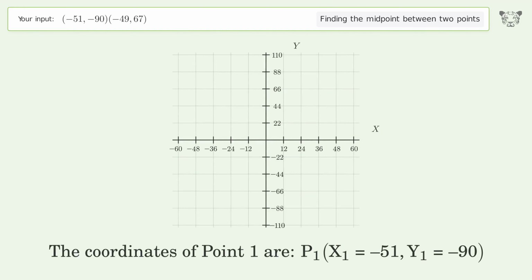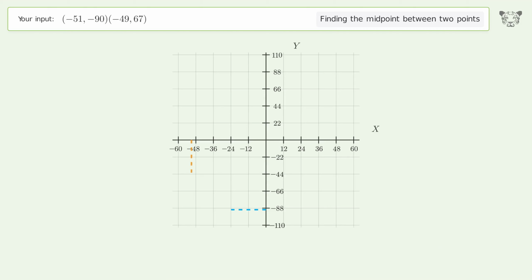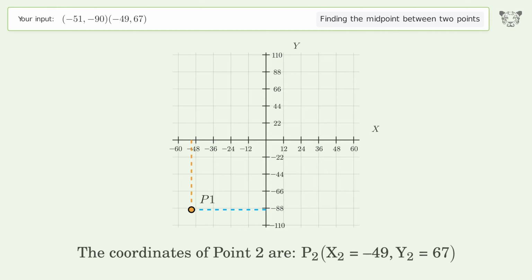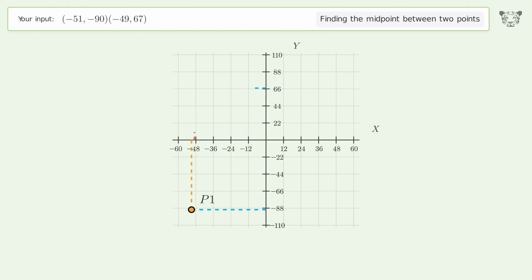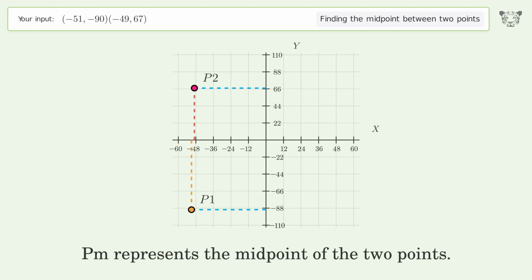The coordinates of point 1 are, x1 equals -51, y1 equals -90. The coordinates of point 2 are, x2 equals -49, y2 equals 67. PM represents the midpoint of the 2 points.